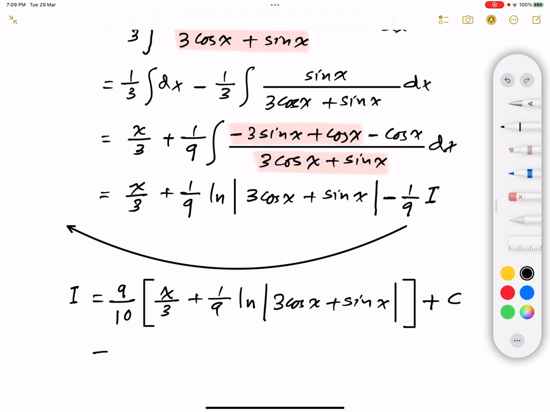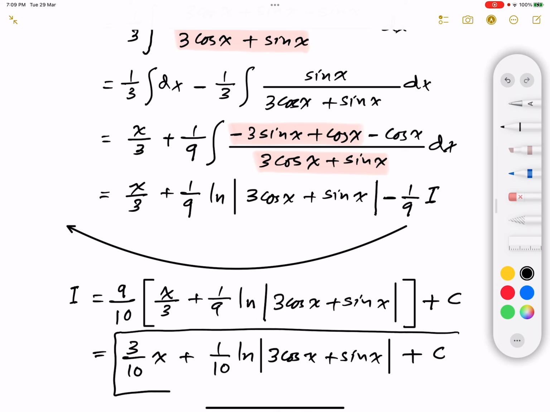And then we need to distribute the 9/10. Okay, so that would give us 3 by 10, right? 3, because 9 divided by 3, that's 3 over 10 x, plus 1/10 of the natural logarithm of 3 cosine x plus sine x and plus c, and that's the final answer.